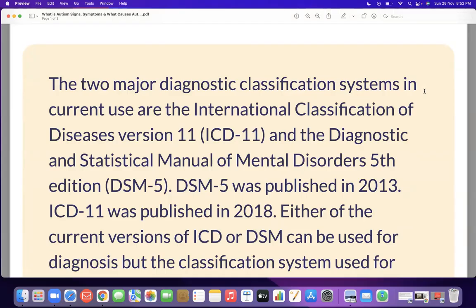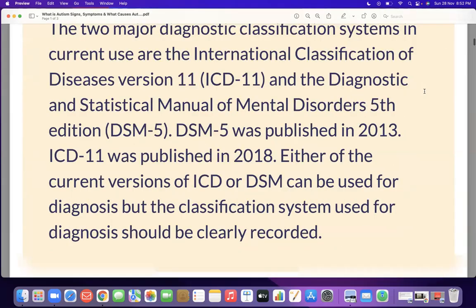These are the 16 points. From these they are taking all these 6 points. Just we have to remember this: the 2 major diagnostic classification systems in use are ICD-11 and the Diagnostic and Statistical Manual, DSM-5. If they ask, we can tell the full form.